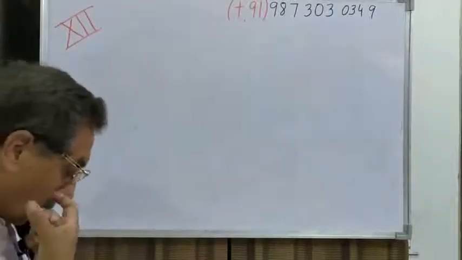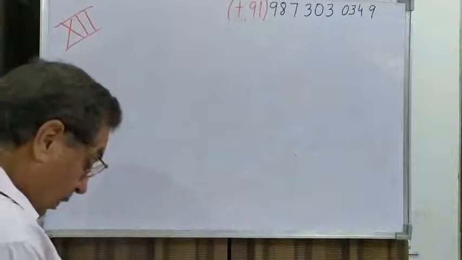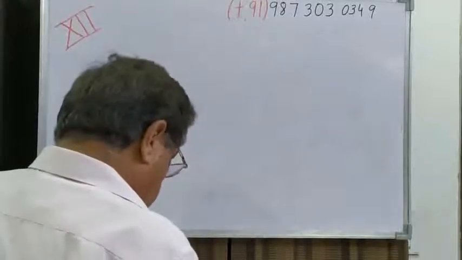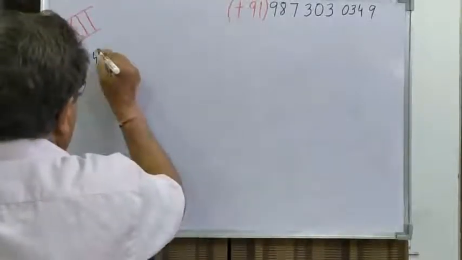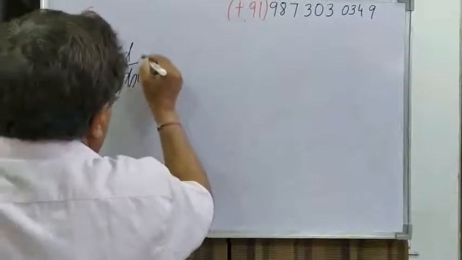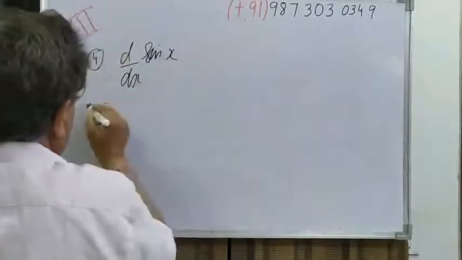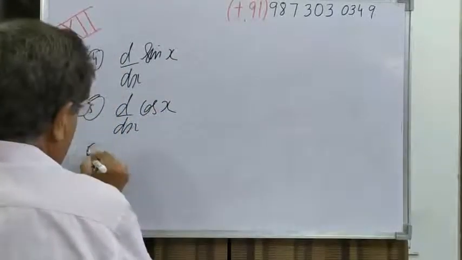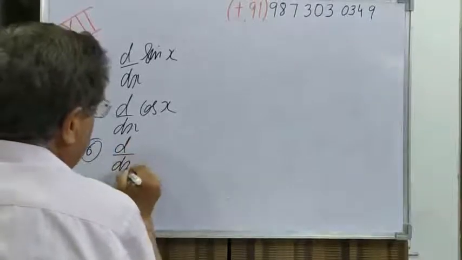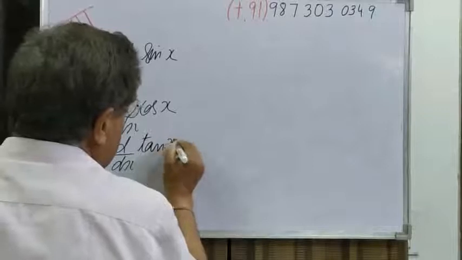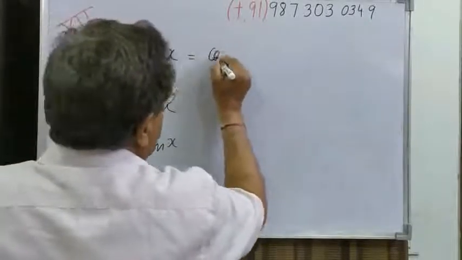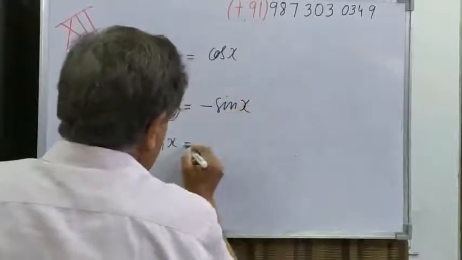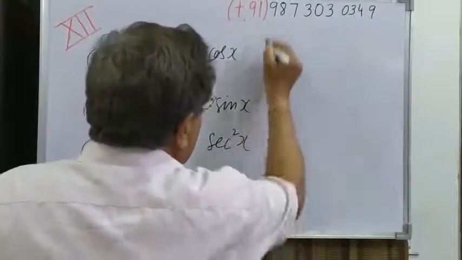It is the derivative of the trigonometric functions: d/dx of sin x, derivative of cos x, and derivative of tangent x. Derivative of sin x is cos x. Cos x derivative is always minus sin x. Tangent x is secant square x.